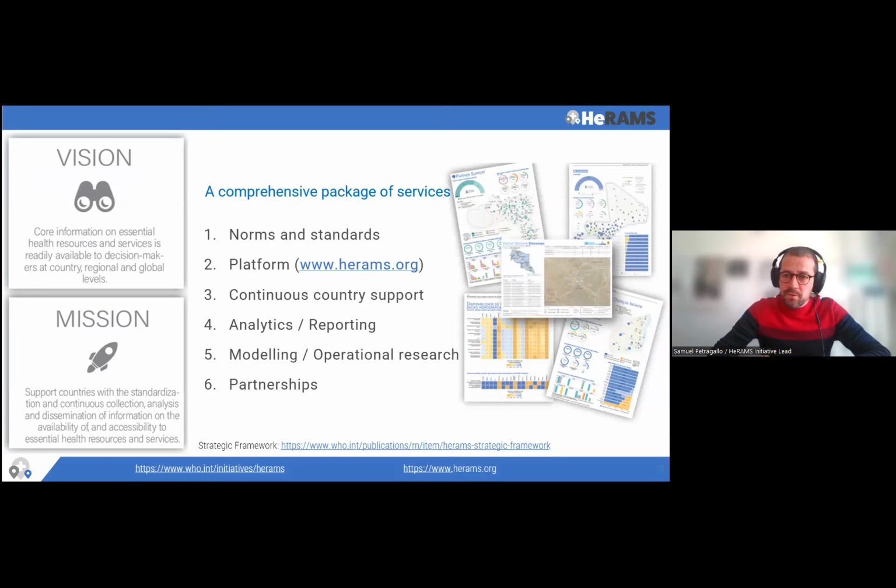The mission we've set for the initiative is to support countries with the standardization and continuous collection, analysis, and dissemination of that information. And to do so over the years, because that work has started about 15 or 16 years ago now, we've developed a comprehensive package of services that include norms and standards, a platform to support the implementation of the process at the country level, country support services, analytics and reporting, modeling and operational research, as well as partnerships.